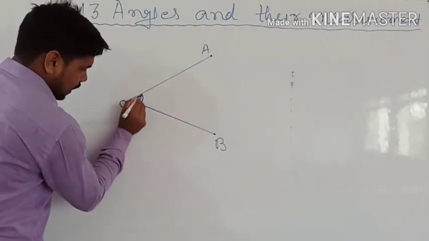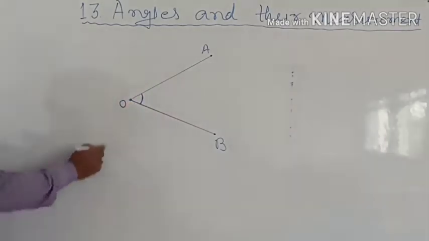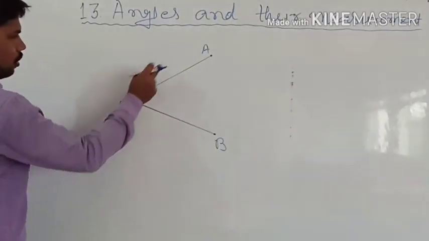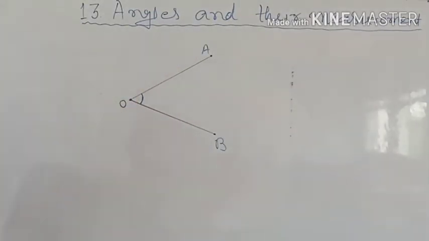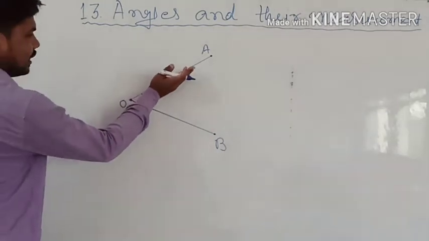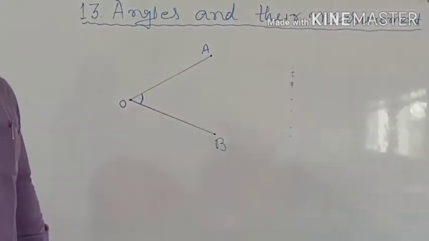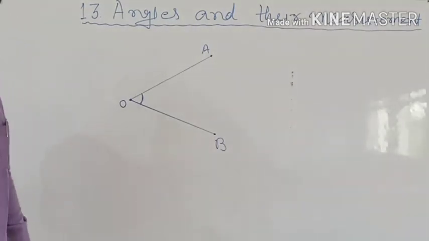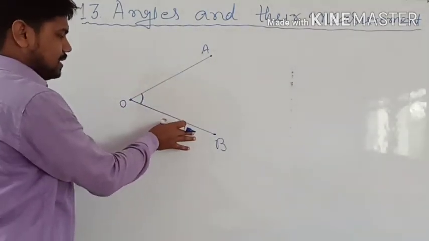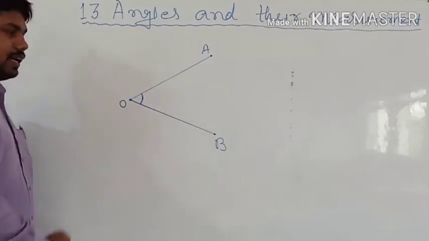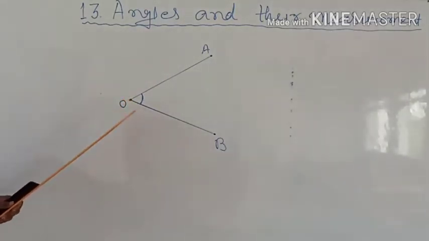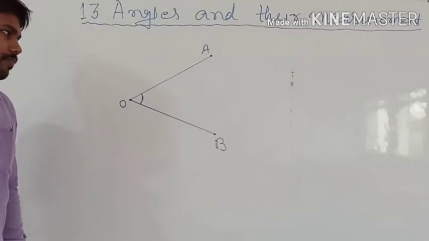This is the angle. This meeting point of the two rays or two line segments is called the vertex, or vertices. And these two sides are called arms, or sides of the angle. So these two are called arms or sides, and this center where the two line segments meet is called the vertex of the angle, or vertices of the angles.